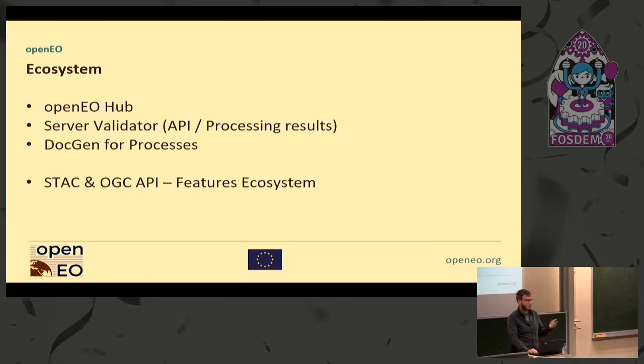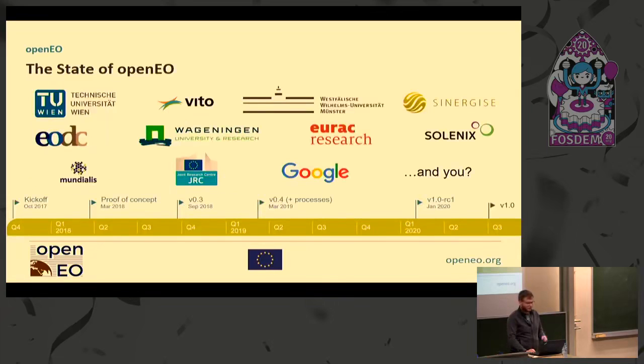And of course, at least for the data discovery part, you can use the STAC and OGC API Features ecosystem, because the API is completely compliant to that standard, and as such you can use that ecosystem. And if you expose the WMS, of course, you can just use the WMS clients that you are aware of. The state of openEO at the moment is that all these partners are working on that, and maybe also you in the future.